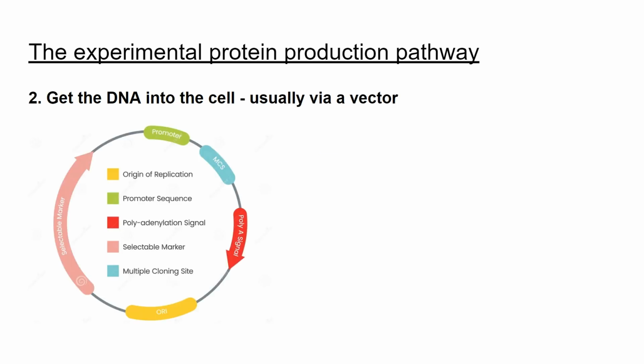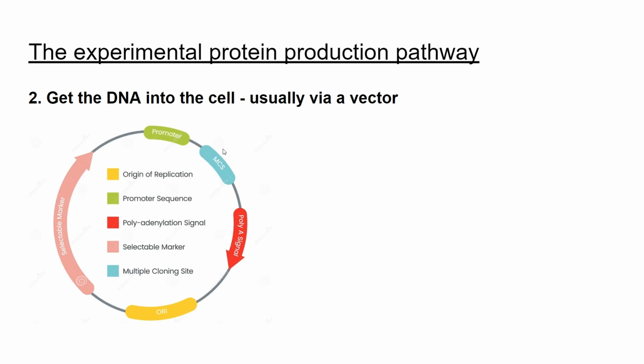So the next step is actually getting that amplified DNA into the cell. And this is usually done with a vector. So on the slide, I've given you an example of one type of a vector known as a plasmid. Now, this plasmid has multiple features, some of which we'll discuss later, okay? But the one I want you to focus on right now is this multiple cloning site. So this is a region of the plasmid which can have DNA inserted into it.